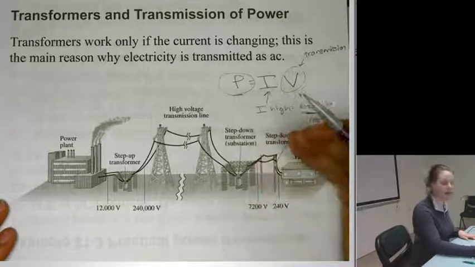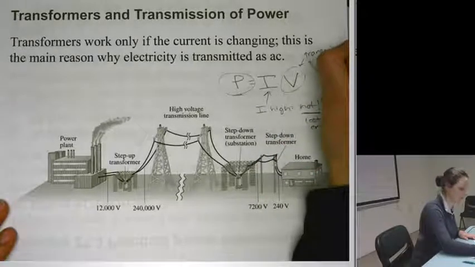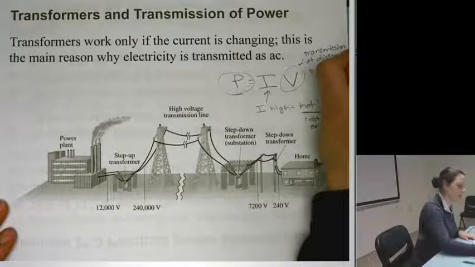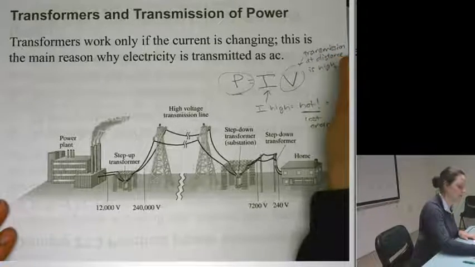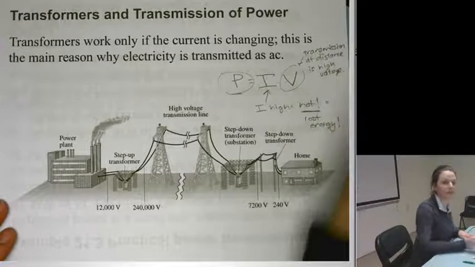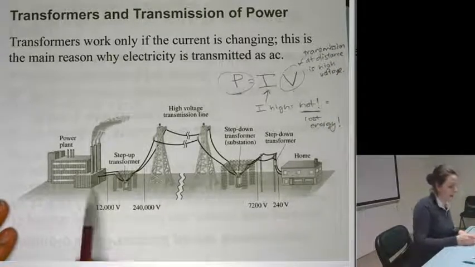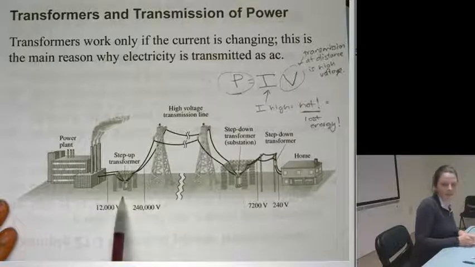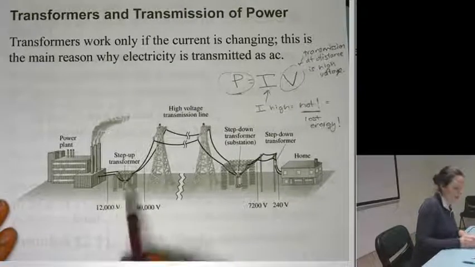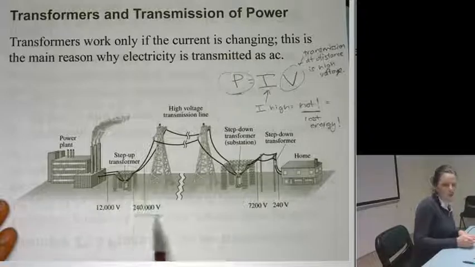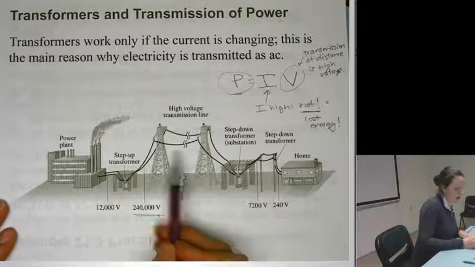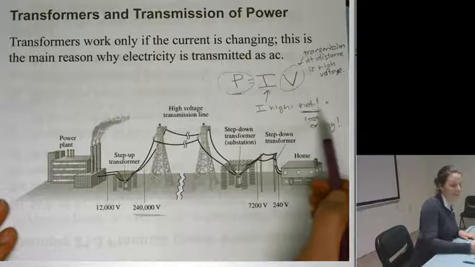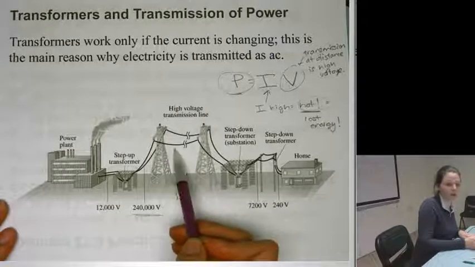So transmitting power on power lines at distances is high voltage. It comes out of the power plant at a pretty low voltage. Then we go to a power station that looks something like this, and it steps it up to something huge, a really high voltage. So that we can have a pretty small current here, and the amount of heat, the lost energy, will be pretty small.